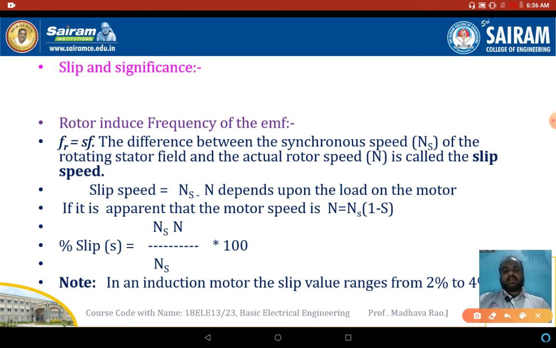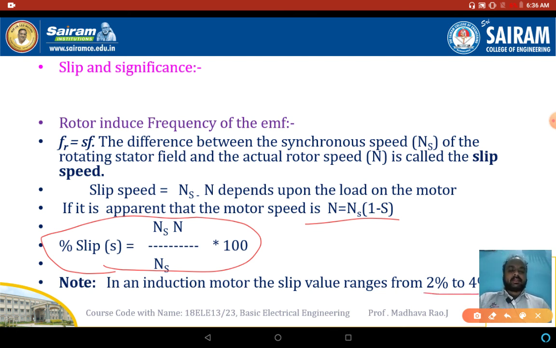Next, motor speed we can also write from the slip formula. If you simplify, motor speed n is equal to ns into (1 minus s). In an induction motor, the slip value ranges from 2% to 4%. So this is about the rotor induced frequency of the EMF.